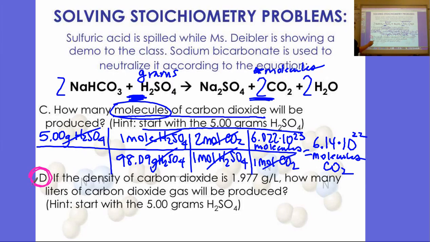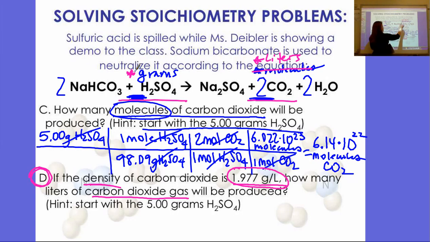The newest part to our calculation. Now I'm going to add density. Density is always given. Here's grams per liters. It says how many liters of carbon dioxide gas. Now I don't want molecules. I want liters of CO2, still from my 5 grams. So I'm still going to have my 1 to 2 ratio, but now I'm going to use this conversion somewhere. Go look at your snowman. We're going to start at the top of his head on the first snowman, and we have to go over to his hat on the next one.